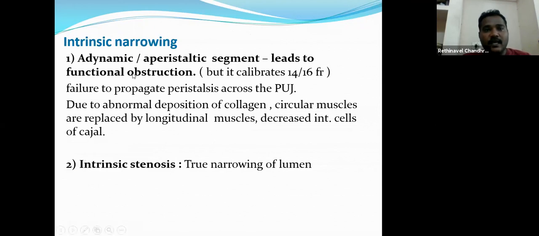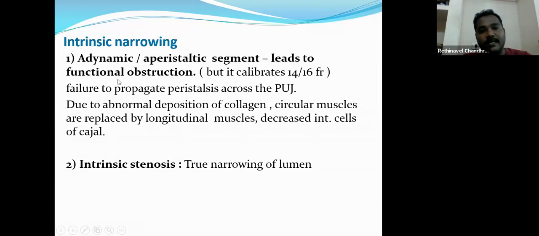And another way of classification is PUJO due to an intrinsic obstruction or extrinsic. What is intrinsic? Intrinsic means due to the ureter itself. Extrinsic means from outside the ureter. So intrinsic means there will be an aperistaltic segment in the ureter, so that urine is not able to propagate the peristalsis across the UPJ. But remember, this aperistaltic issue, very well remember this. The intrinsic narrowing is due to an aperistaltic segment. However, the caliber of the ureter will be normal. You can calibrate the PUJ with a 14 French or 16 French ureteric catheter, but there will be no peristalsis because that area of the PUJ peristalsis will be lost, but however, the diameter will be normal. So they coined the term for this intrinsic narrowing as a functional obstruction.